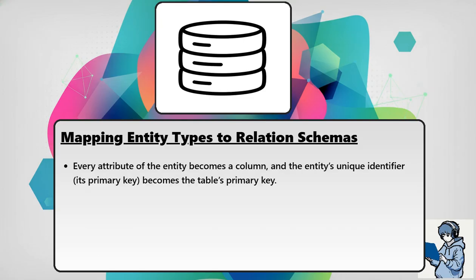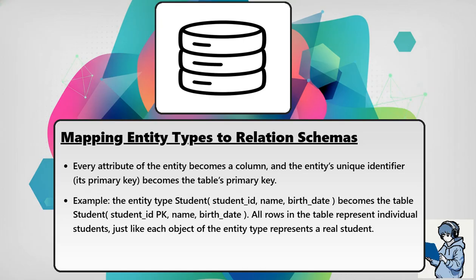Every attribute of the entity becomes a column, and the entity's unique identifier, its primary key, becomes the table's primary key. For example, the entity type student(student_id, name, birth_date) becomes the table student(student_id primary key, name, birth_date). All rows in the table represent individual students, just like each object of the entity type represents a real student.